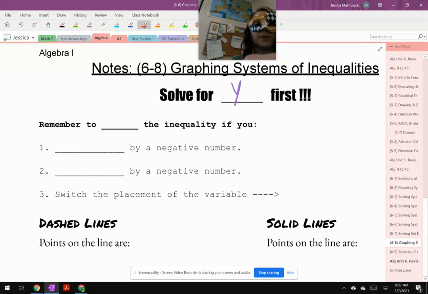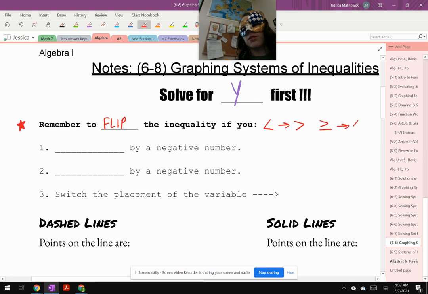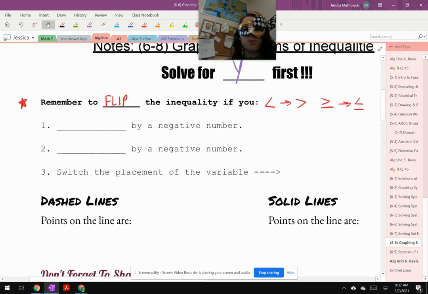Another big thing back from earlier in the year, 7th grade: you need to remember to flip your inequality. When I say flip the inequality, I mean you're going from less than to greater than, or greater than or equal to, to less than or equal to. You're just flipping the direction of it. No signs, no negatives, nothing like that.